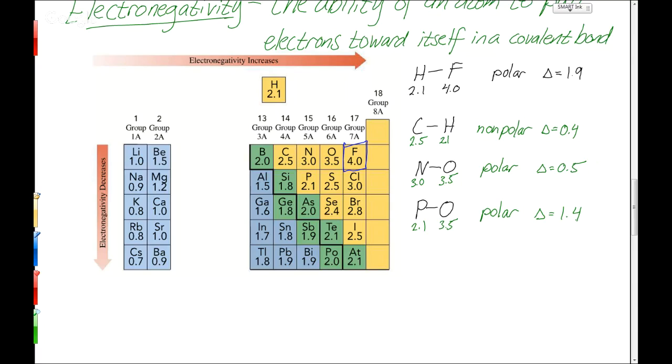So that 0.4, 0.5 line, you're probably not going to see a big difference in behavior between those two types of bonds, but enough that it may be significant. Okay, so now we've got polar bonds.